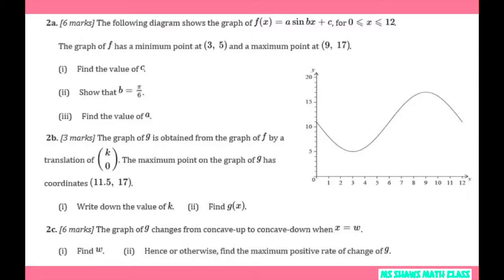Everyone. The following diagram shows the graph of f of x given as a sine of bx plus c. So looking at this means this is your vertical shift. This is going to have to do with your period. This is your amplitude and reflection. So we're going to answer these questions.